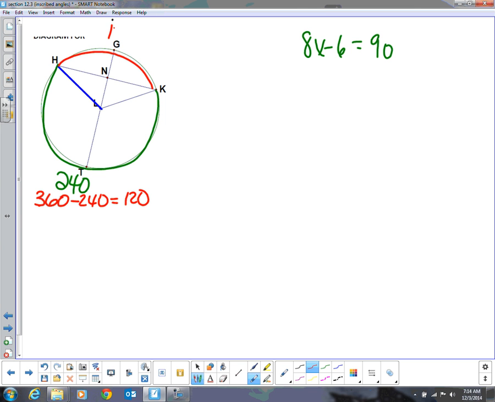So if this red angle is 120, then what is each one of these blue arcs going to be? 60. And what is this going to be? 60. What did they ask for? They said arc GK, this arc right here, is 7x plus 11. What is going to be your equation? 7x plus 11 equals 60.